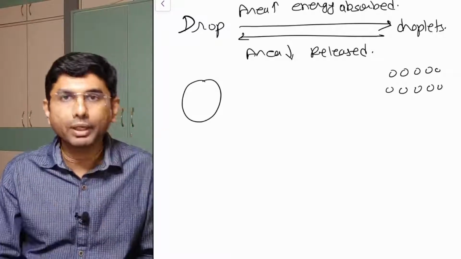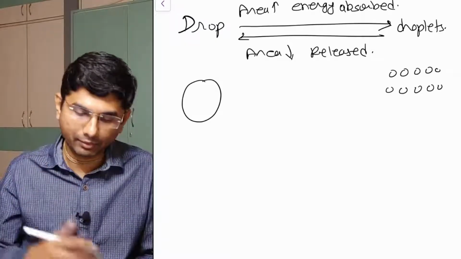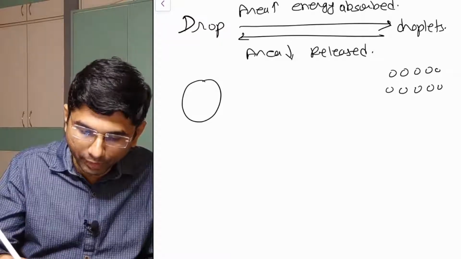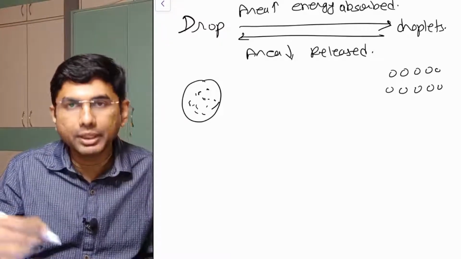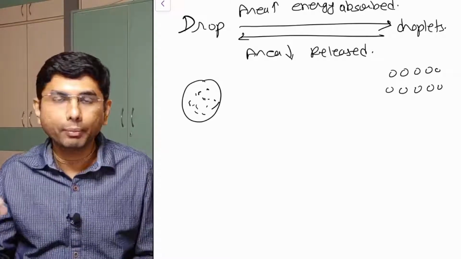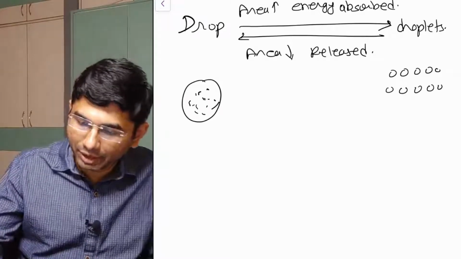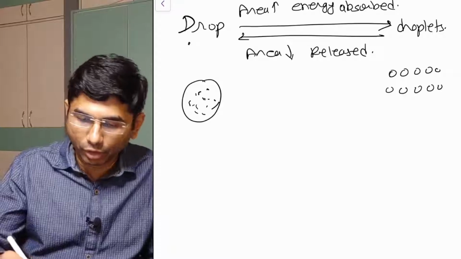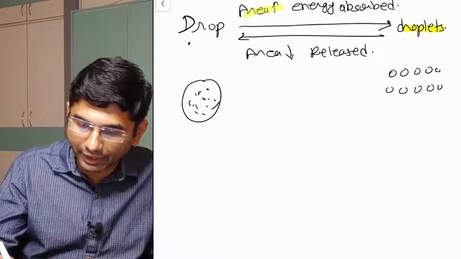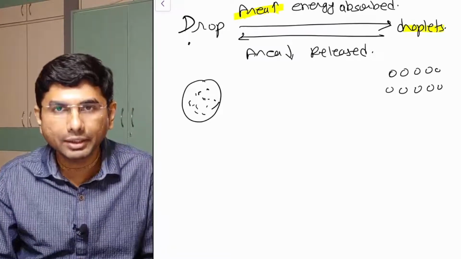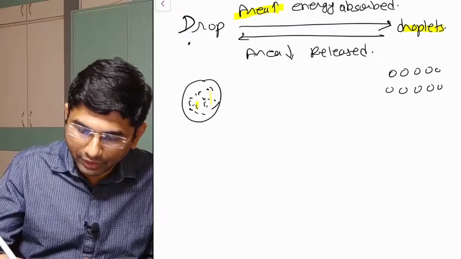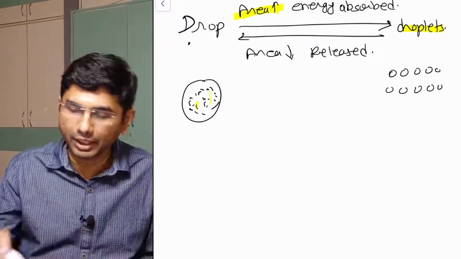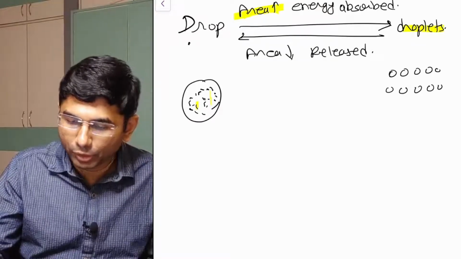But when there is a droplet, it has lesser surface area. Why does it have lesser surface area? Because many of the molecules are inside. But when the drop is getting deformed into many droplets, the surface area is increasing. Whenever the area is increasing, I need to do work to take the molecules which are inside to the outer surface, and that's why the energy will be absorbed.